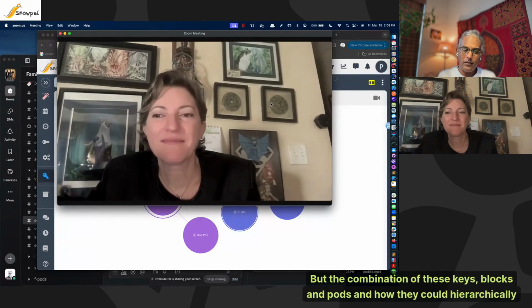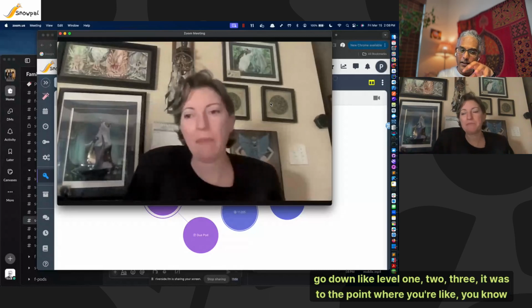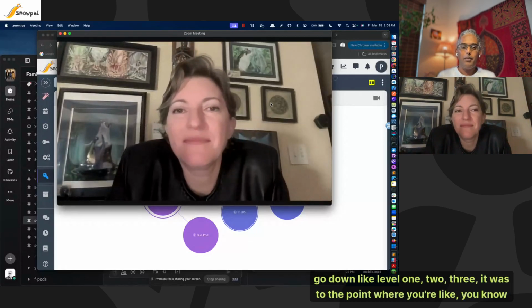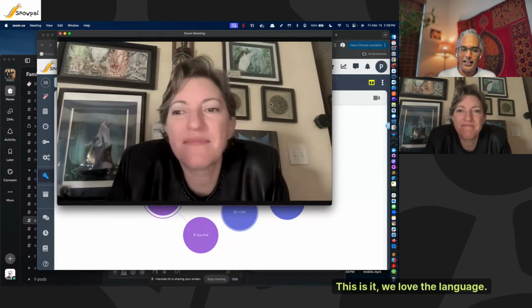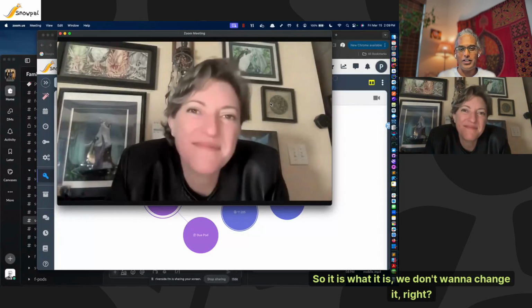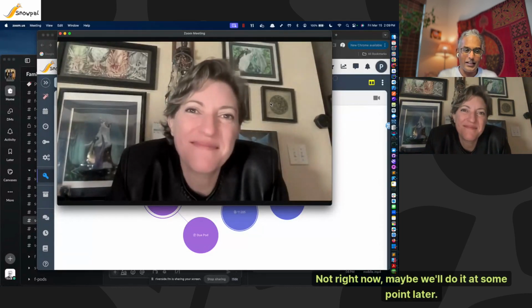But the combination of these keys, blocks, and pods, and how they could hierarchically go down like level one, two, three, it was to the point we were like, you know what, this is it. We love the language. We are primarily advertising and marketing in the US and in Europe. So it is what it is. We don't want to change it, right? Not right now. Maybe we'll do it at some point later.